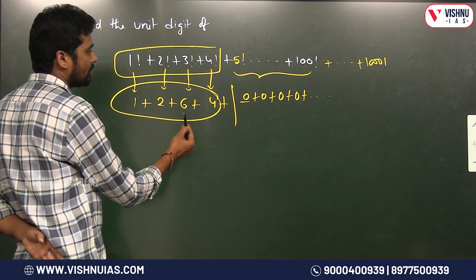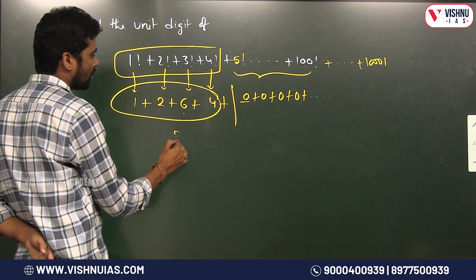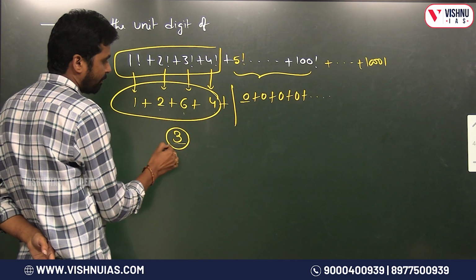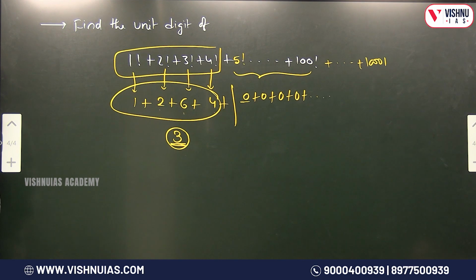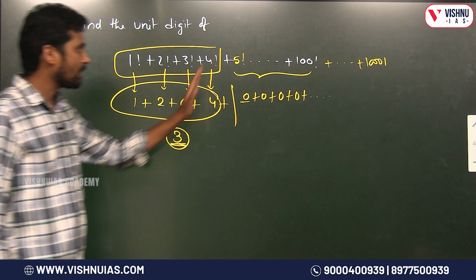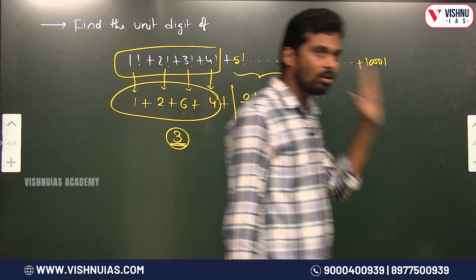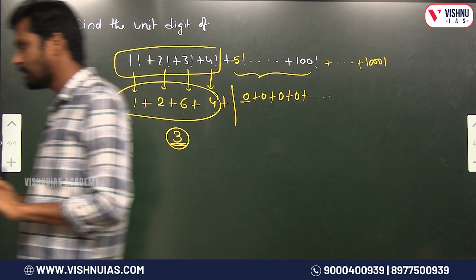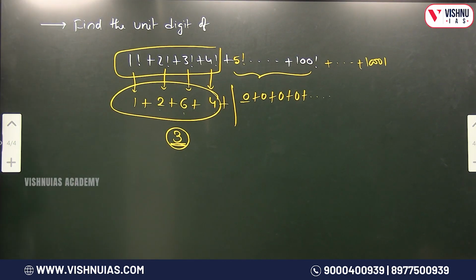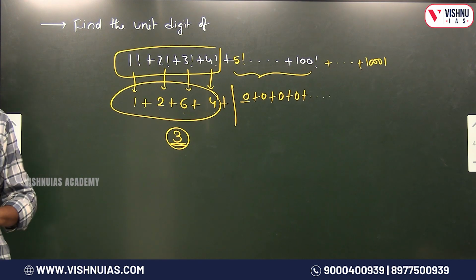So 4 plus 6 is 10, 10 plus 2 is 12, 12 plus 1 is what? 13. 13 means that it ends with what? 3. It ends with 3, right? So from 5 factorial onwards, every number ends with 0. For every number, the unit digit is what? 0. Okay. So irrespective of the given problem. Is it clear? Yes. Okay.